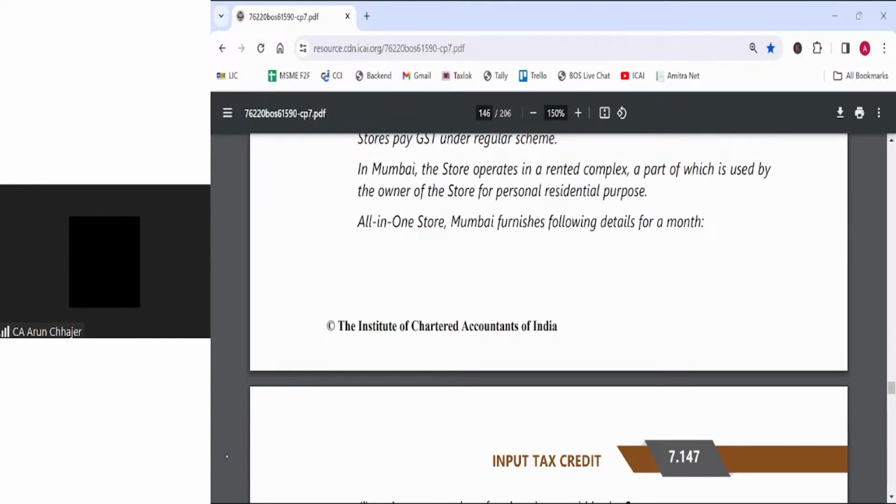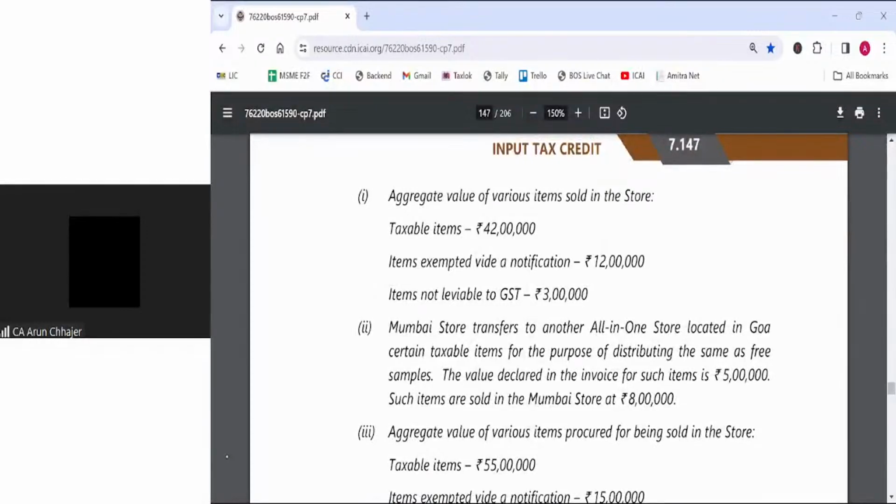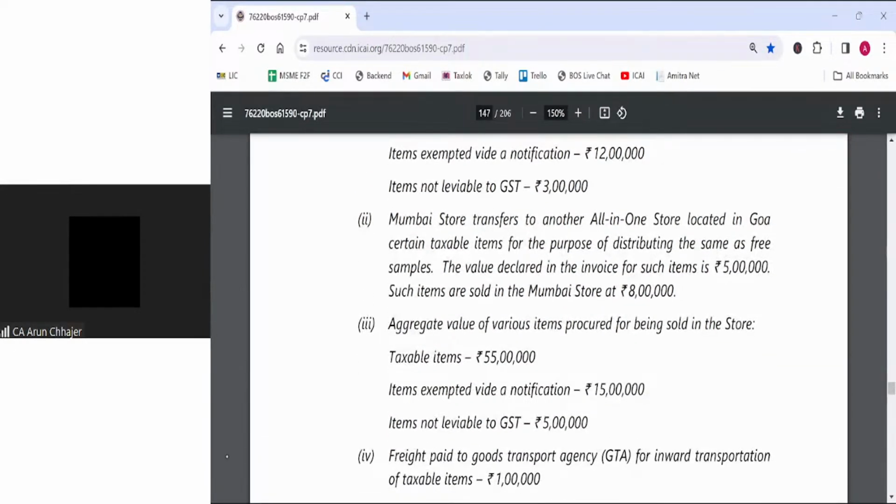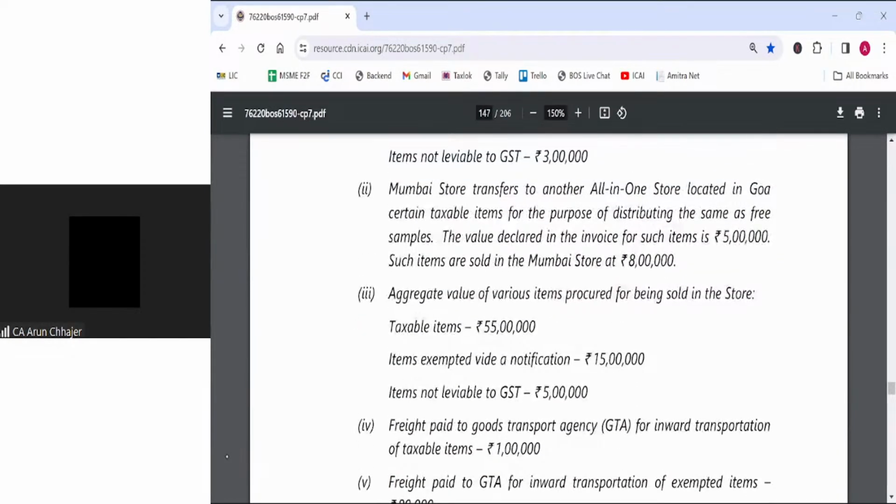Fine. All-in-one furnishes the following information for the month. Aggregate value of the various items sold in the store: taxable 42 lakh, item exempted 12 lakh, item not leviable to GST 3 lakh. It is sold, sale, outward supply. It says that Mumbai stock was transferred to Goa for the purpose of distributing the same as free samples. The value declared in the invoice is 5 lakh. Such items are sold in the Mumbai store at 8 lakh rupees. ठीक है.